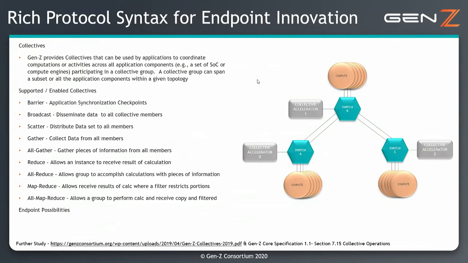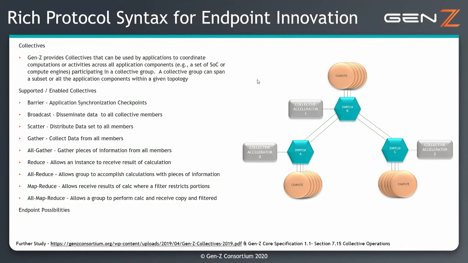Collectives is the next optional class. Gen Z has a protocol syntax which enables multiple machines to cooperate on a common problem. I'm going to run through the motivation of these opcodes from this collective opclass. A barrier collective serves an application as a synchronization point. All application instances participating in the collection group are instructed by the collective initiator to reach a barrier before proceeding.